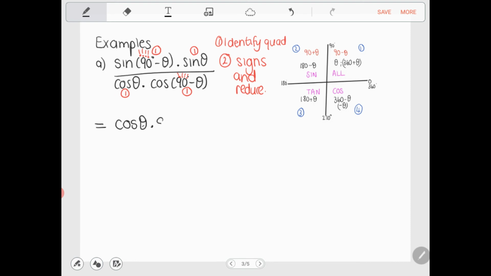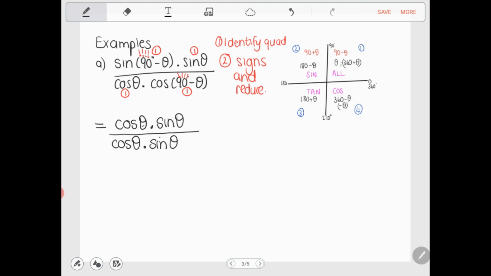Alright, sine theta, it's a first quadrant angle already, so we just write it again. Remember, if it's a first quadrant angle, we just rewrite it. But this one's a first quadrant, but it's got the exclamation marks because we still have to change it from cos to sine because it's a co-ratio and we get sine theta.